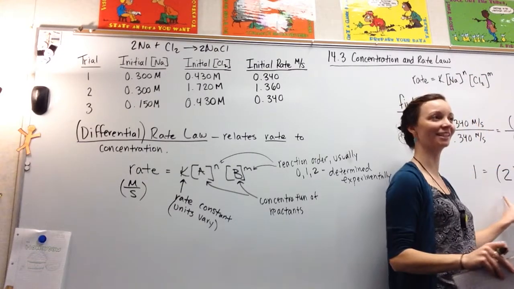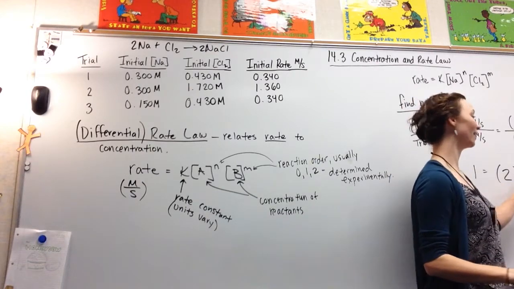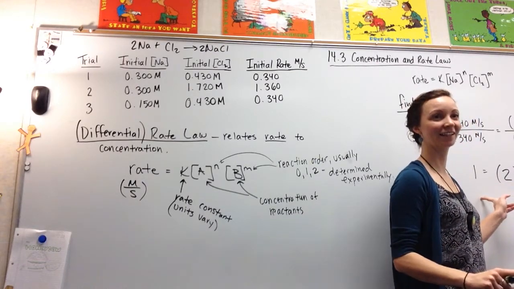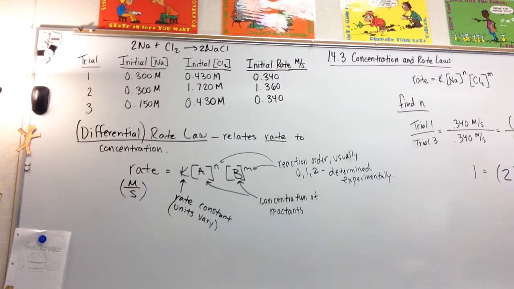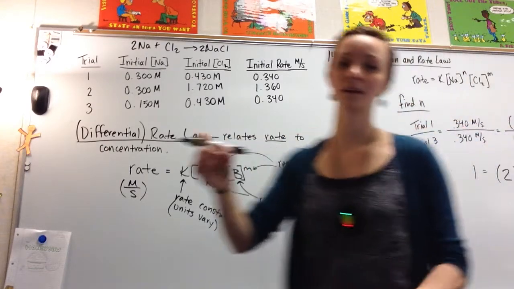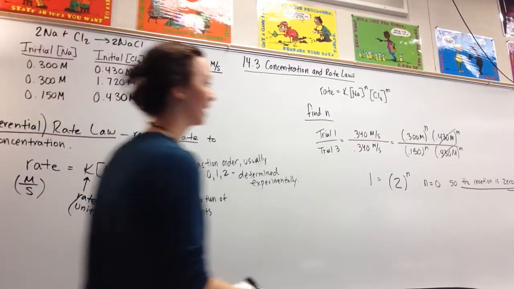This is where math comes in. 2 to the what gives you 1? 0. So that means N is equal to 0. This tells us that the reaction is 0 order in Na. So the reaction is 0 order in Na, okay?